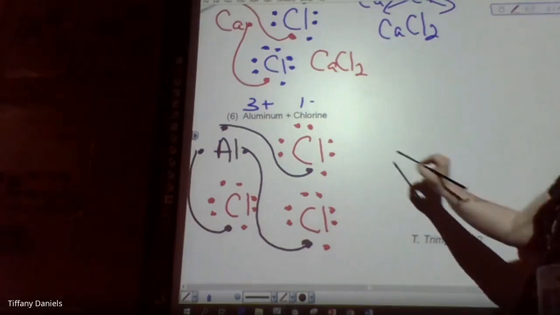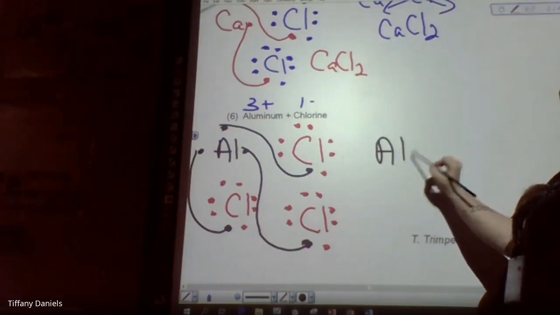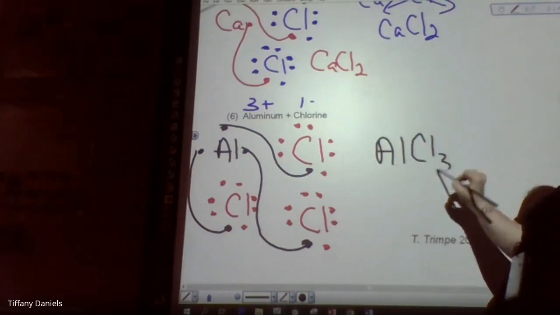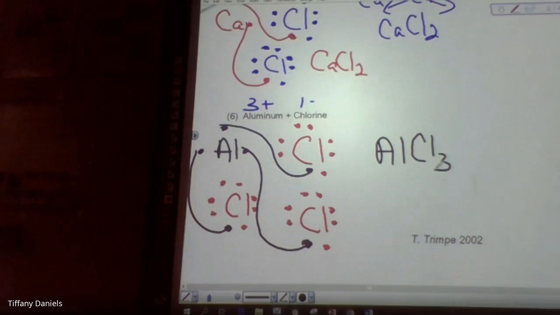So now all we have to do is write our formula. AlCl3. And then we can check our work. Al3+, chlorine 1-.